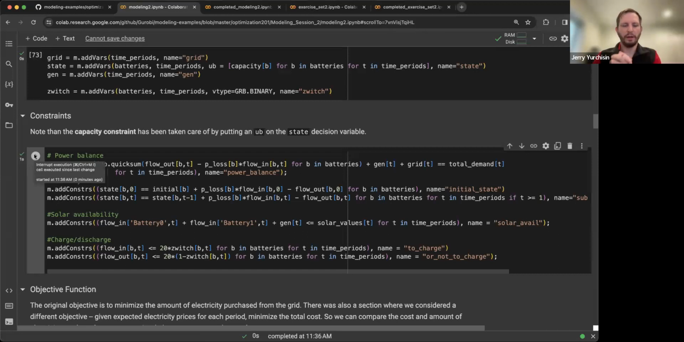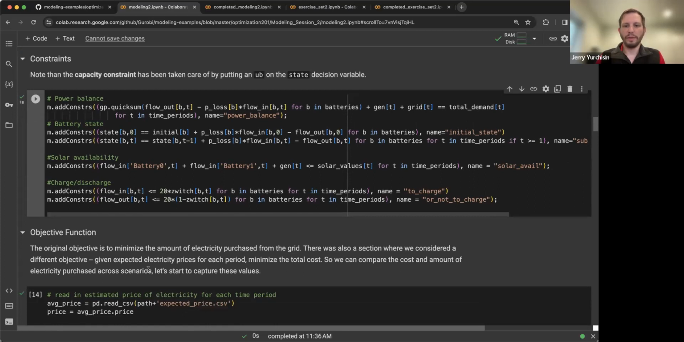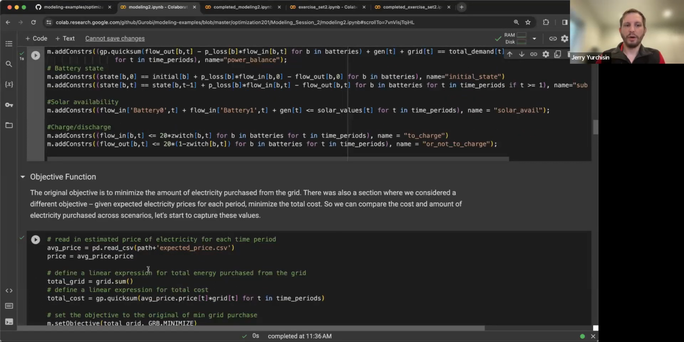And again, these are all from above, all the same things that we covered in 101, where we're making sure that we have a balance of power, making sure that we meet demand. So whatever comes in minus whatever goes out, plus what we buy from the grid, so on and so forth, and plus what we use from the solar panel directly, that must be equal to the demand for each time period. And then our battery state: we want to keep track of how full our battery is. That's what these constraints do. Solar availability, making sure that we don't use more solar than we actually have. And charging and discharging. This was where we actually saw some constraints that look like what we talked about more in depth yesterday, where we had binary variables.